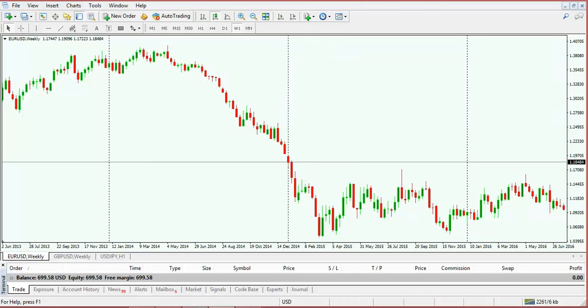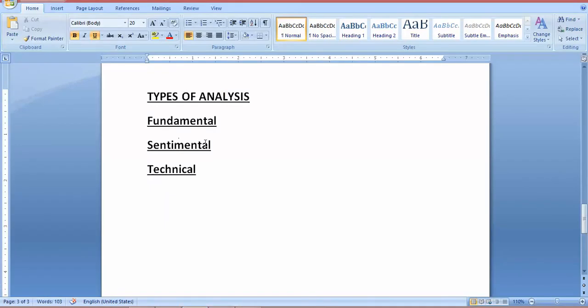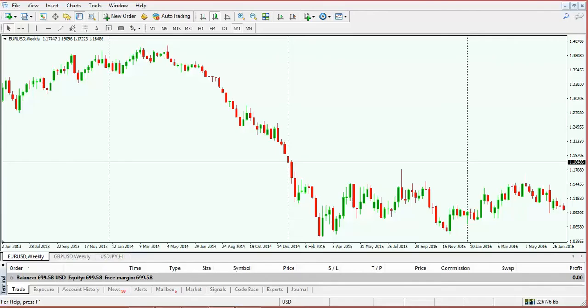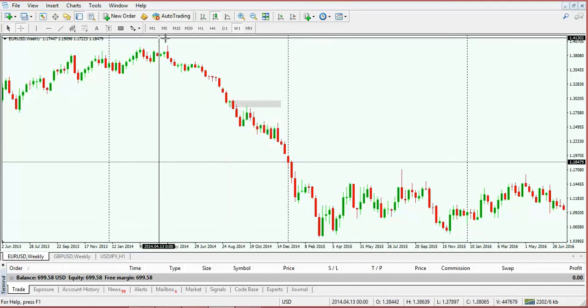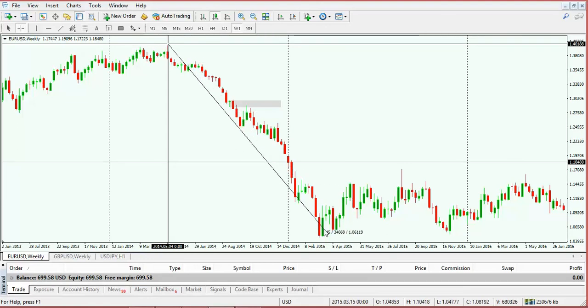Now let's go to technical. Actually, the sentimental and the technical go hand in hand. The sentimental is telling us that the market is going down, but technical will help us to know high probable areas to enter trades, so that we can benefit from the downtrend that we see. We can benefit from the downtrend because the market has been dropping, coming down.